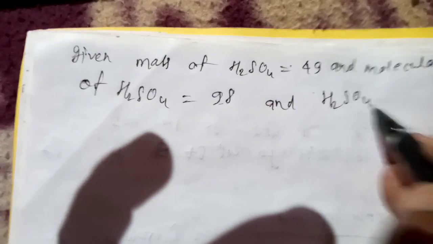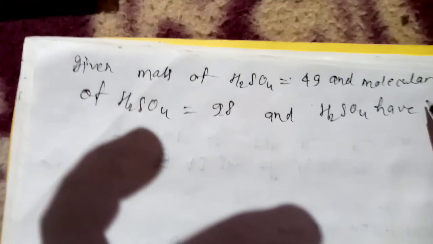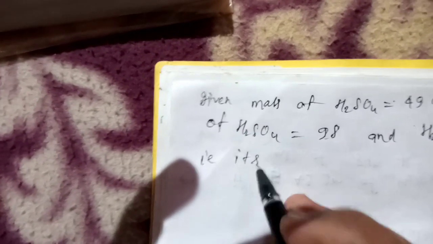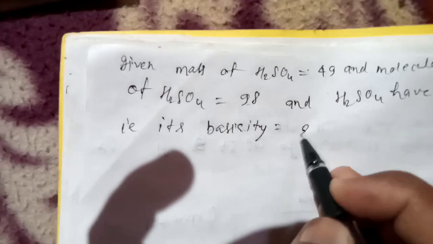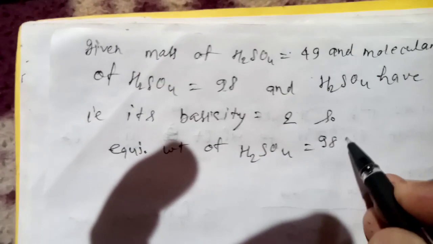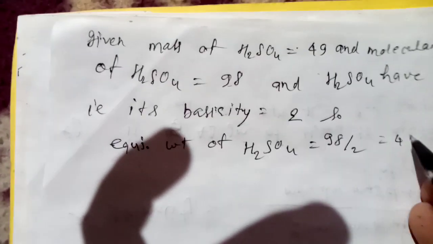And H2SO4 has 2 H plus, that is, its basicity is equal to 2. So the equivalent weight of H2SO4 is equal to 98 by 2, that is 49.